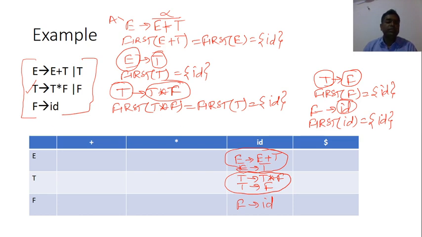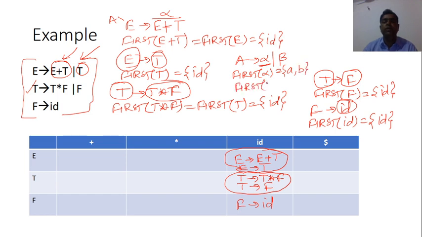How does this problem arise here? What is the reason? Just find out the reason. The reason is: if I am getting the first of this one and the first of this one the same. Suppose there is a production A rises to alpha or beta, and first of alpha is suppose A and B, and first of beta is suppose A comma C. If there is anything common between first of alpha and first of beta, then we will get multiple entries.